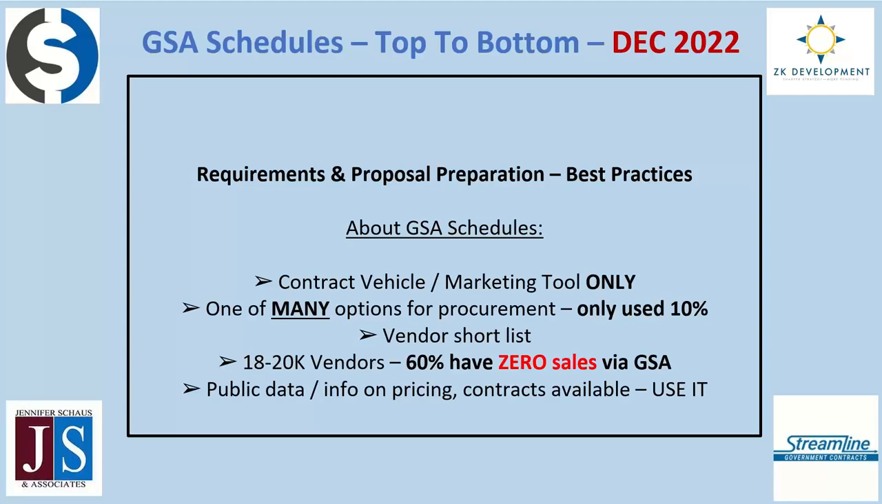But a couple things here about GSA schedules. That is only a mechanism for the government to purchase from you. And when I say only, I mean only. It is one of many, many options. There are other contract vehicles out there. There are many different ways that the government can make purchases. And as you saw in our CHESA's slides, it's only used about 10% of the time in federal purchases. That still represents billions, with a B, billions of dollars.